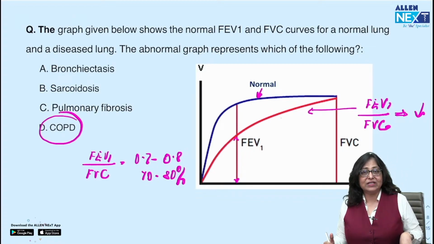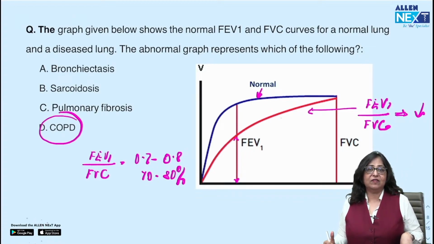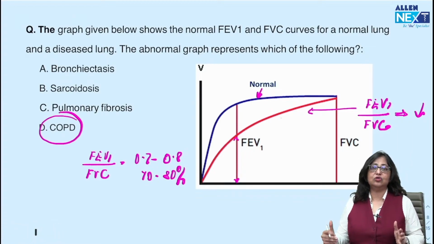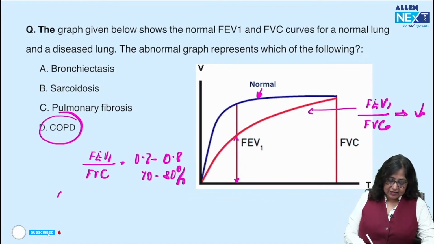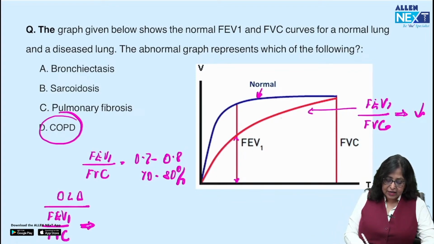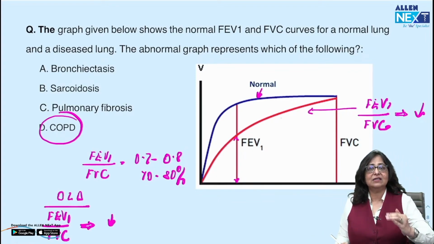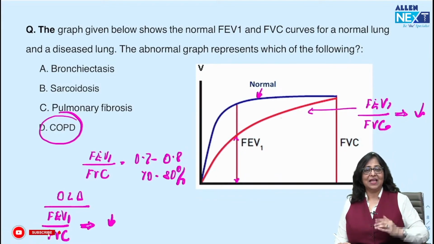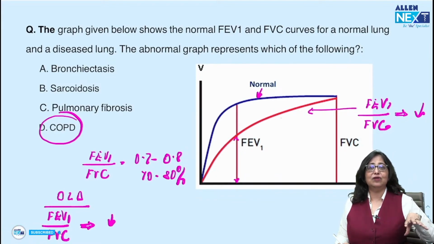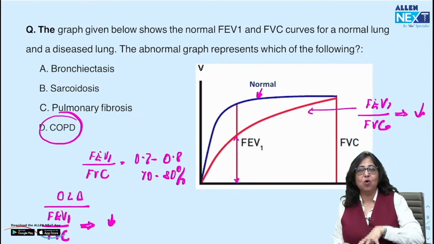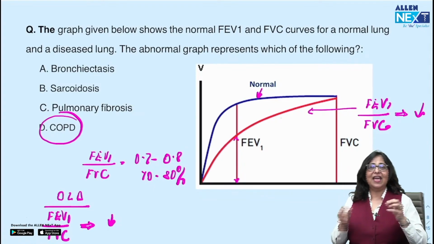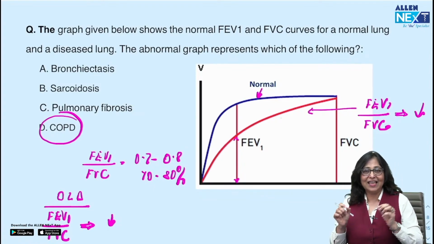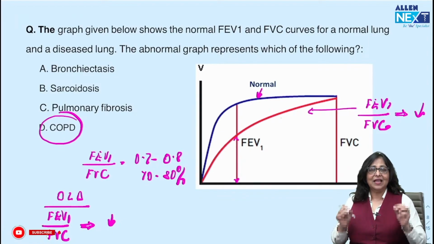What happens in a restrictive lung disease? FEV1 by FVC ratio is normal to increased. This is obstructive lung disease. FEV1 by FVC ratio is reduced. Why is it reduced? Because the numerator decreases more than the denominator. In obstructive lung diseases, rates are affected more than volumes. FEV1 is a rate. FVC is a volume.